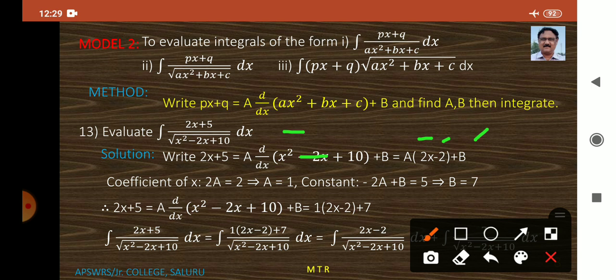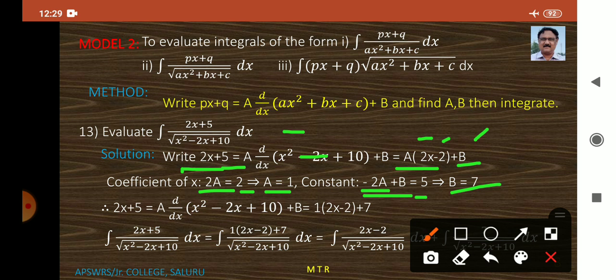Now take the coefficient of x on both sides. Here the coefficient of x is 2A, and on the other side the coefficient of x is 2. So 2 to cancel, A is equal to 1. Like that we find the value of A. Again compare the constants on both sides. Here the constant term is A into minus 2, that is minus 2A, plus B, on the RHS. The constant term of the LHS is 5. Already we found A is equal to 1, so minus 2 into 1 is minus 2. Take minus 2 to the right side, B is equal to 5 plus 2, that is 7.